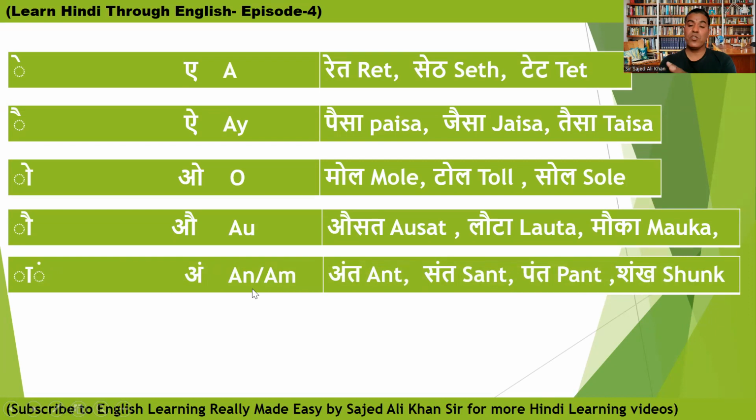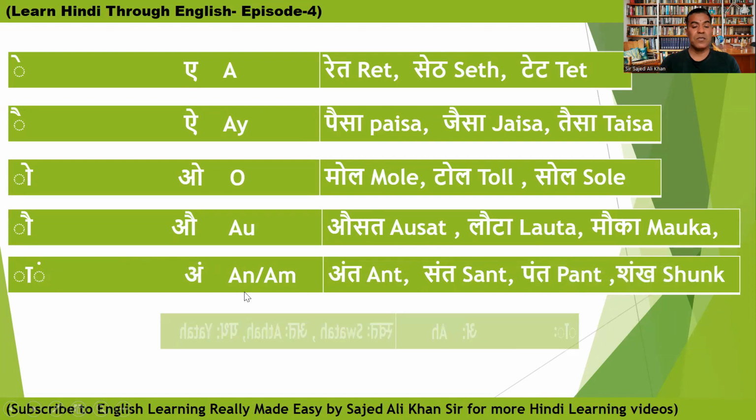Next is again a symbol, only one dot. We can pronounce it in two ways, like un, depending on the use. Like ant, sant. Like in English we say saint, a religious man. So in Hindi we say sant, pant, shank. You can see here na. We are not writing the complete na, but we just put a dot and we consider it n, like n in English. Here everywhere you can see n, and here you will see this small dot. This is the symbol of N.